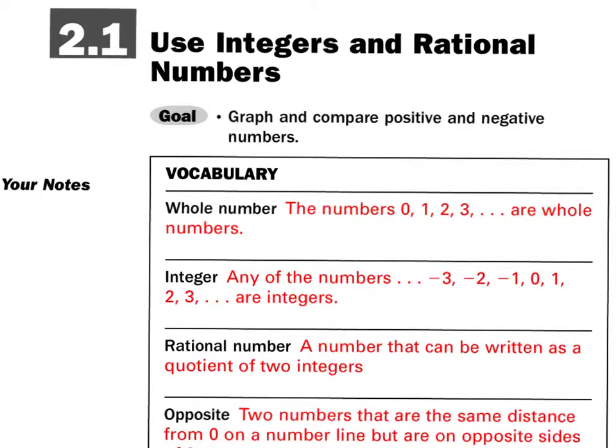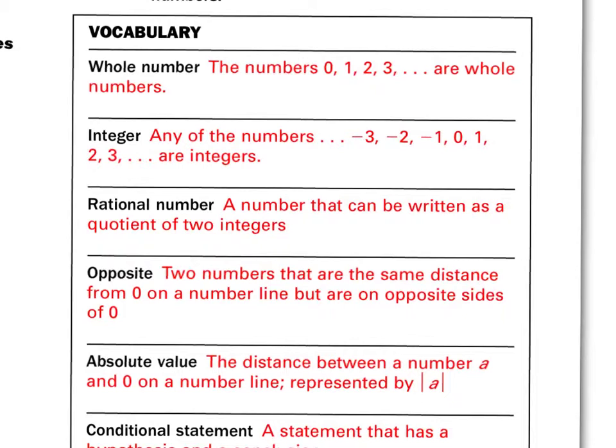So let's start with a definition for a whole number. Whole numbers are basically our counting numbers, 0, 1, 2, 3, and so forth. Integers can also be negative, so they include all of the whole numbers that are positive, all of those negative numbers, and 0. For a number to be rational, it's something that can be written as a quotient of two integers. That would also be known as being written as a fraction.